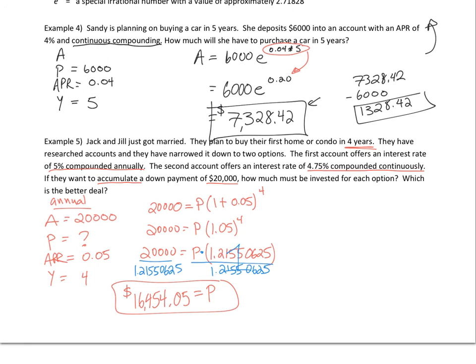So I want you to pause the video. I want you to try the continuously compounded version of this, which would use the same formula we did here, except A would be replaced with 20,000, and then you'll just figure out the E to some power and do some dividing. Go ahead and give it a shot.